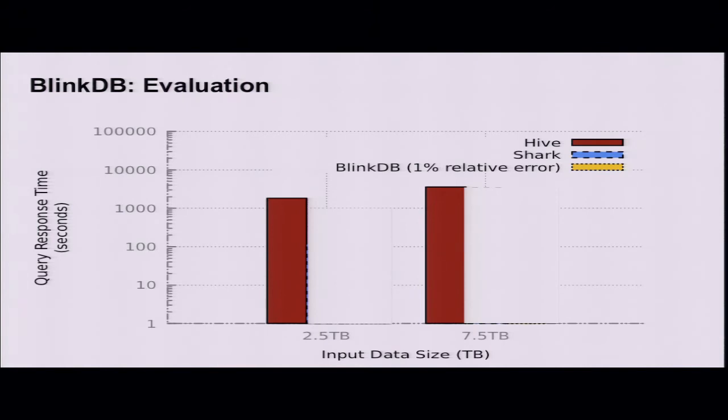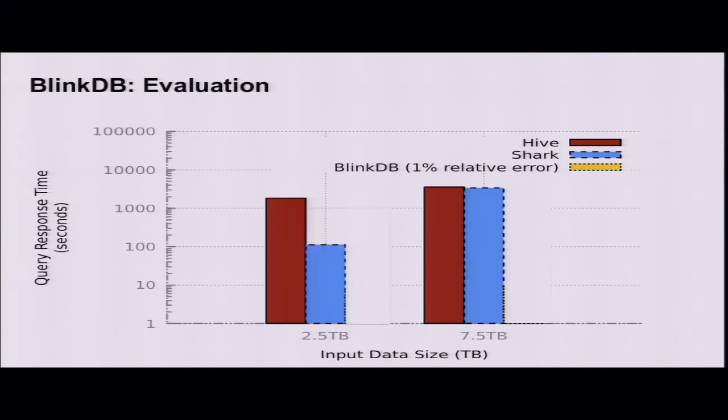Red is Hive. On the y-axis, you have the query response time. It's a simple query in this case. And again, notice that the y-axis is log scale. For the 2.5 terabytes data set, it takes 2,000 seconds. For the 7.5 terabytes data set, it takes maybe 4,000 seconds. So it's pretty a lot.